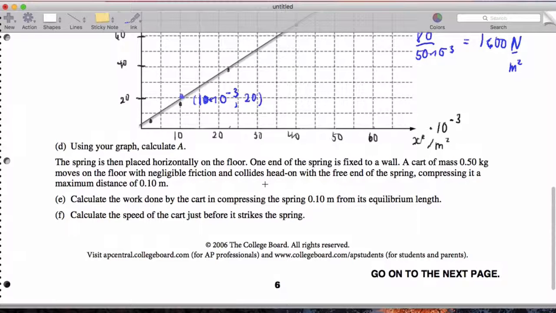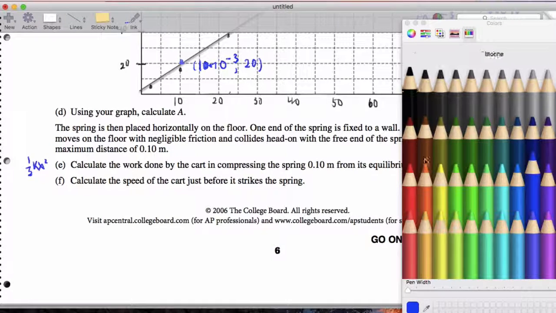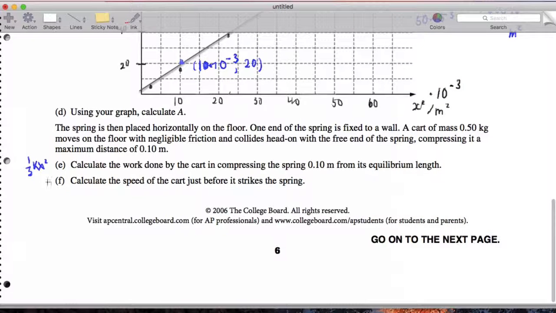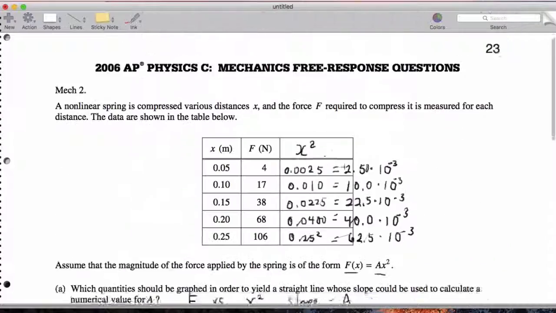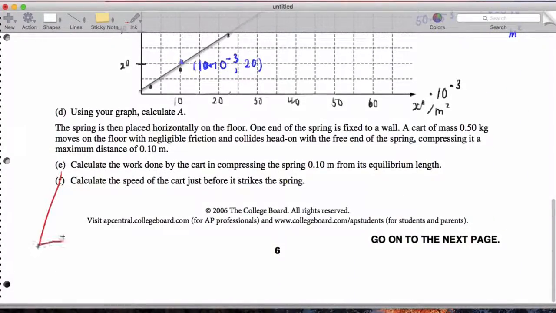Now it says calculate the work done by the cart in compressing the spring 0.10 from equilibrium length. I think one thing that sort of got me here is this is not a Hooke's Law spring, and I saw a lot of people write 1/2 kx squared. We've done this problem repeatedly, so I don't know what it's going to take. I think what it's going to take is me just forcing you to do this problem repeatedly. So it's not 1/2 kx squared. You've got a force here. So let's be really careful.